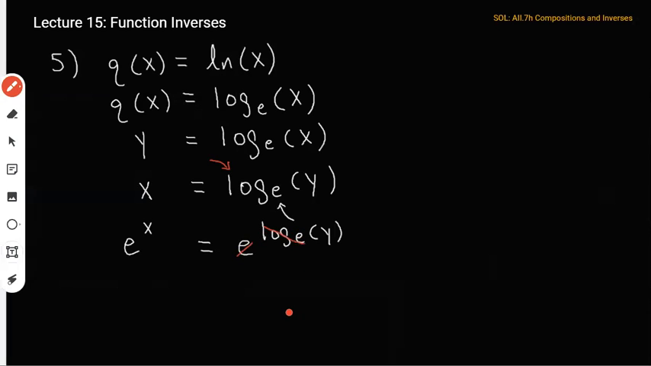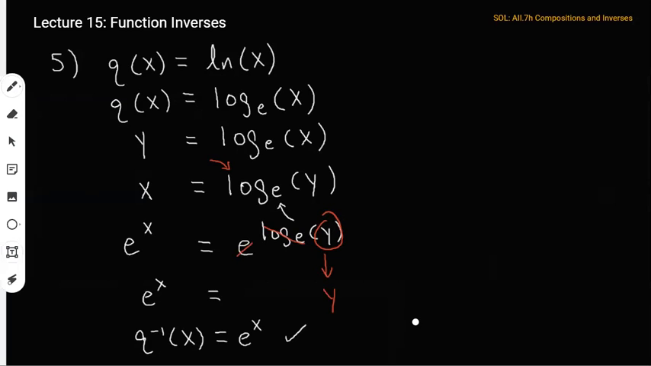And what am I left with once I cross both of those out? I'm left with this y right here. And that's just going to come down to my final answer. What do I have on the left side? e to the x power. So the last thing I'm going to do is write my inverse notation. And that's my inverse. Notice that I have q inverse of x now.